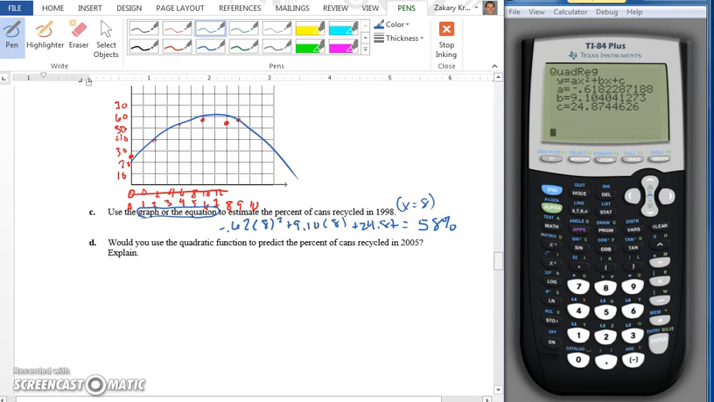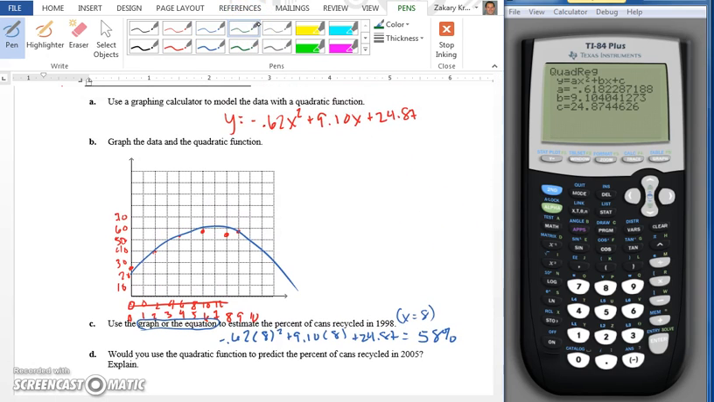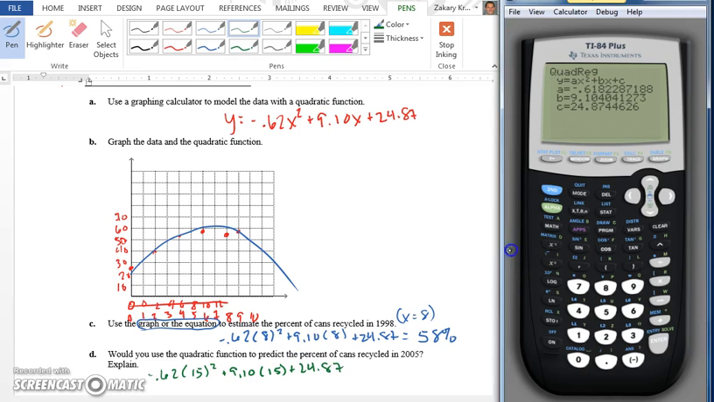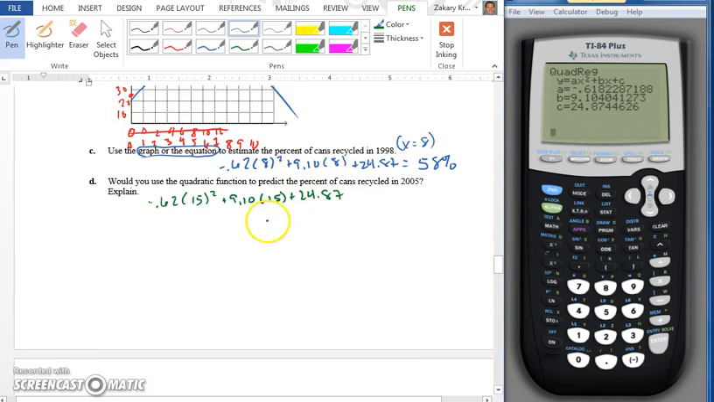Next, would you use the quadratic function to predict the percentage of cans recycled in 2005? So we can use it. It's asking, should we use it? Should we use that data? So we're going to do negative 0.62, and this was 15 years after. So 15 squared plus 9.10 times 15 plus 24.87. Okay, so we plug all that into the calculator, and we end up with 22. So that tells us that 22% of the cans were recycled that year.